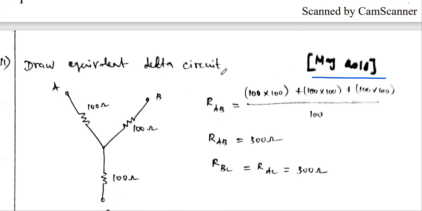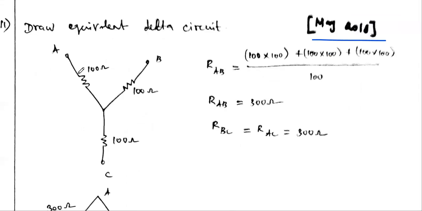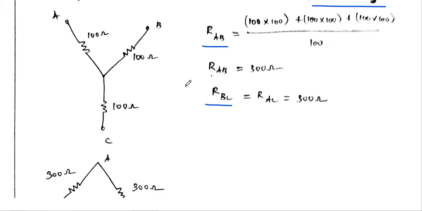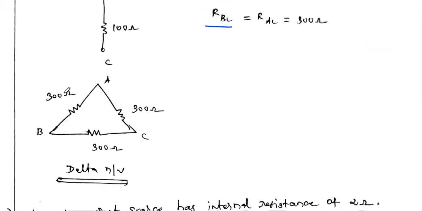So see the question: draw the equivalent delta. Here between A, B, C, the resistance connected has equal values of 100 ohms. So what about the resistance in the delta network? RAB, RBC and RAC are calculated as 3 times the star network value, that is 100 into 100 plus 100 into 100 plus 100 into 100 divided by 100. So you get 300. So all values in the delta network are 300, 300, 300 ohm resistors.